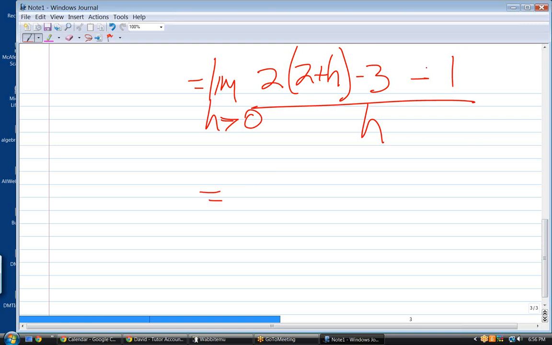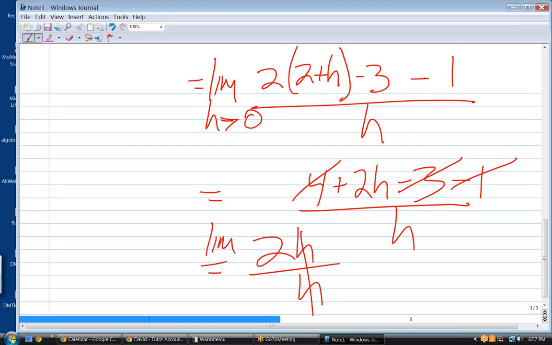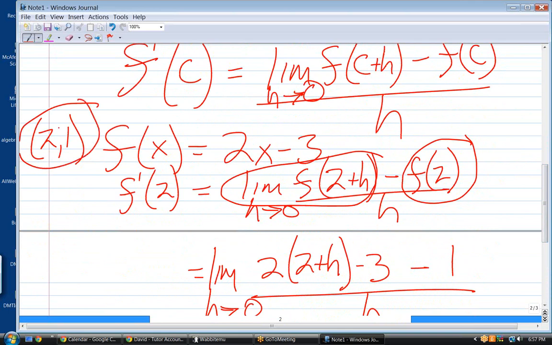Well, if I simplify this, I get 4 plus 2h minus 3 minus 1, all over h. Notice that anything without an h goes away in the numerator, always. No matter which definition you're using, anything without an h better disappear. So I'm left with 2h over h. The h's now cancel. So what is the limit of 2 as h goes to 0? Well, that's equal to 2. So that's telling me that the slope of this function is 2 at the point 2 comma 1. At that point right there, the slope is 2.